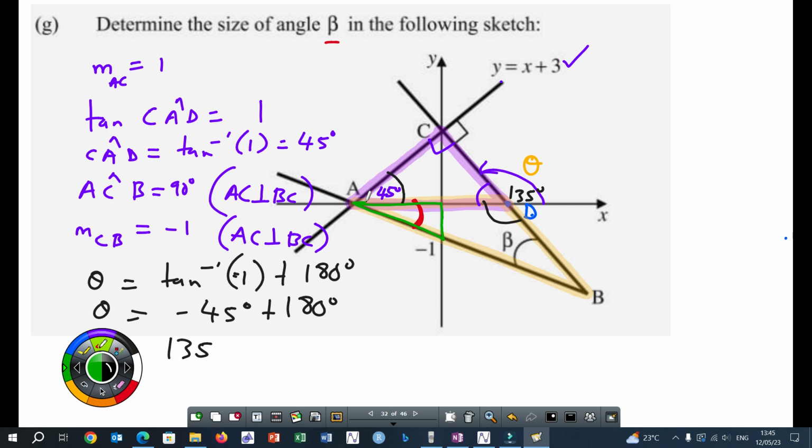Yes. Could you use the triangle ACB? Is it not a triangle? It is a triangle, but there is a problem. You need to know this whole angle, which we don't have. We only have part of it, which is 45 degrees.